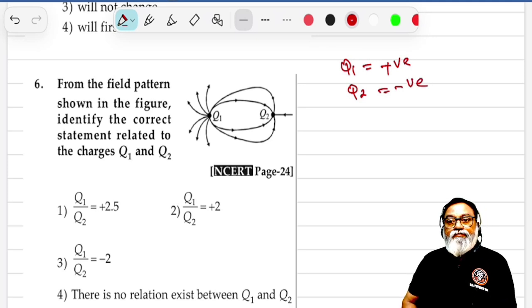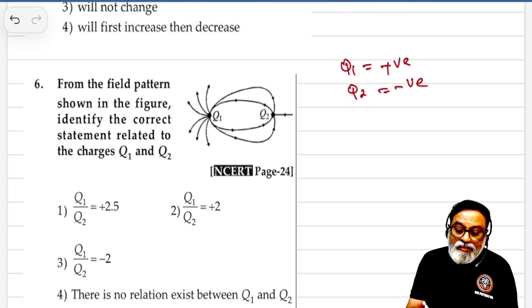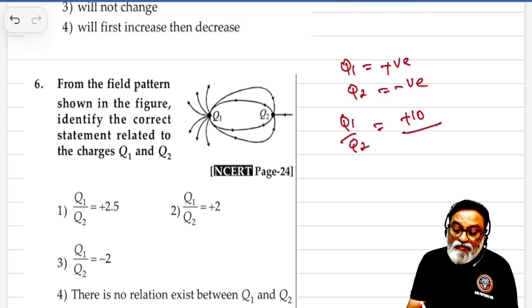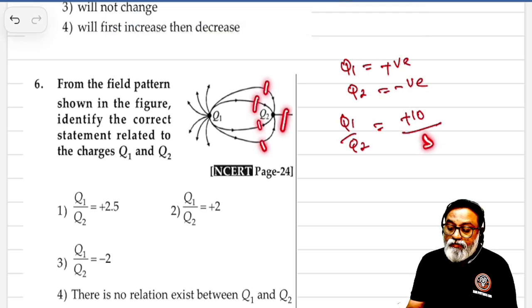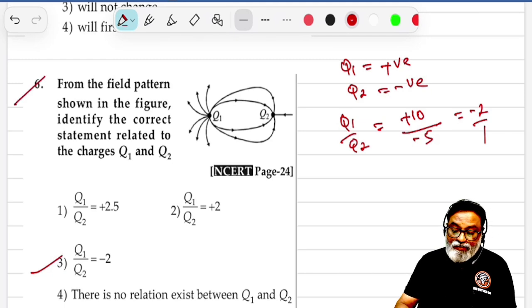The magnitude of charge is directly proportional to the number of field lines. Therefore, from this, 1, 2, 3, 4, 5, 6, 7, 8, 9, 10. Here Q1 is plus 10, and for Q2, 1, 2, 3, 4, 5, so minus 5. Therefore, Q1 by Q2 is minus 2 by 1, or minus 2. Therefore, the third answer is correct.